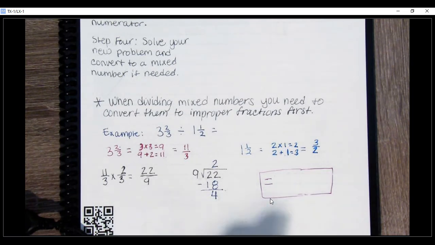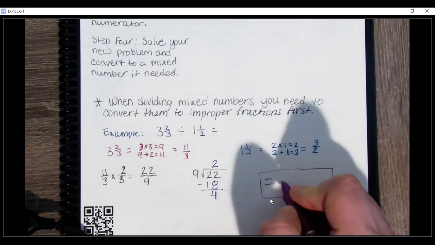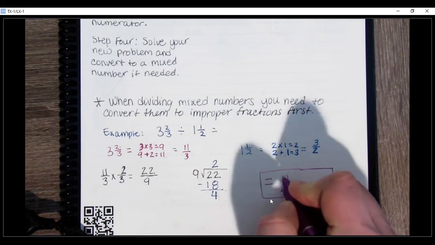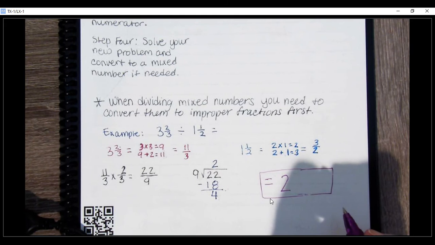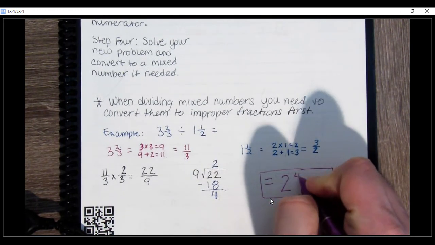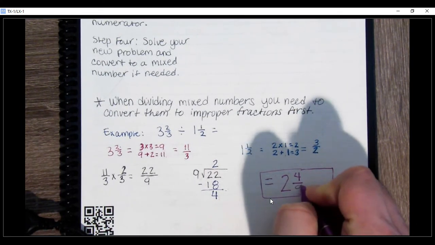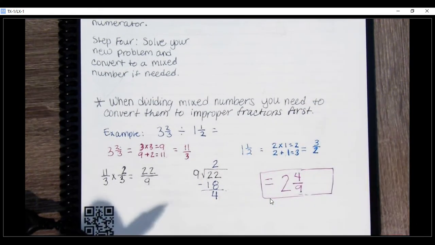And that gives us our answer of a whole number of 2, because that's the number that's on the top of our division box. Our remainder is our new numerator, so 4. And our denominator stays the same. So 2 4/9 is our overall answer.